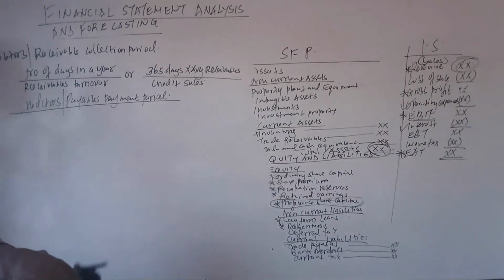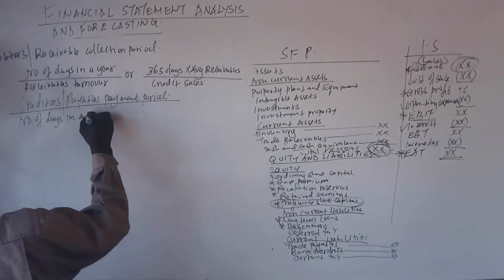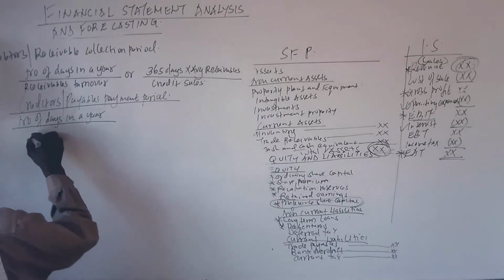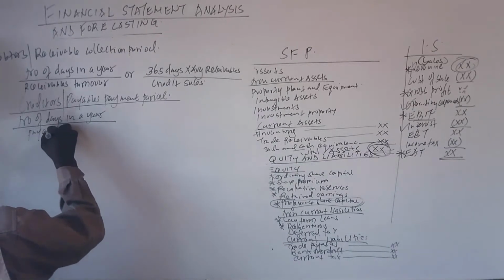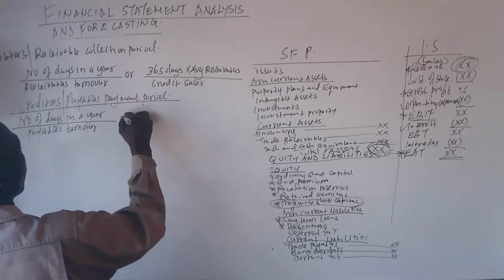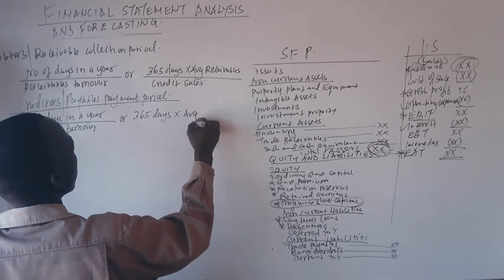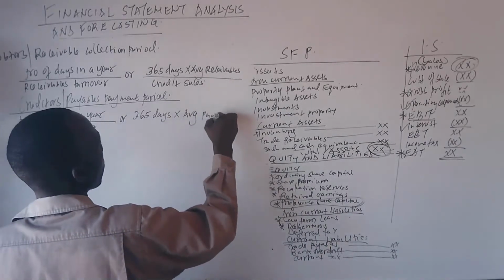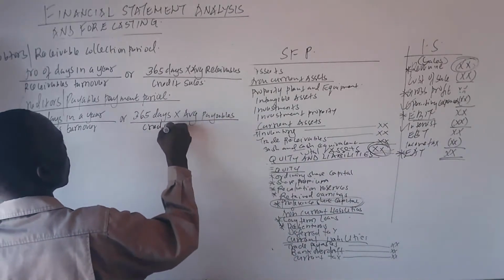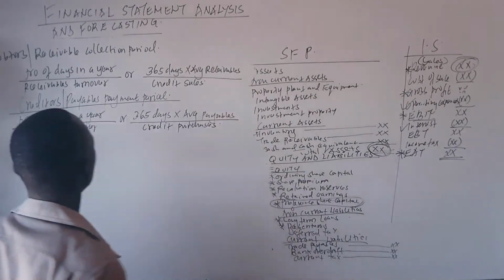So how do you get that? It is given by the number of days in a year divided by the payables turnover, or 365 days times the average payables, then divided by the credit purchases.